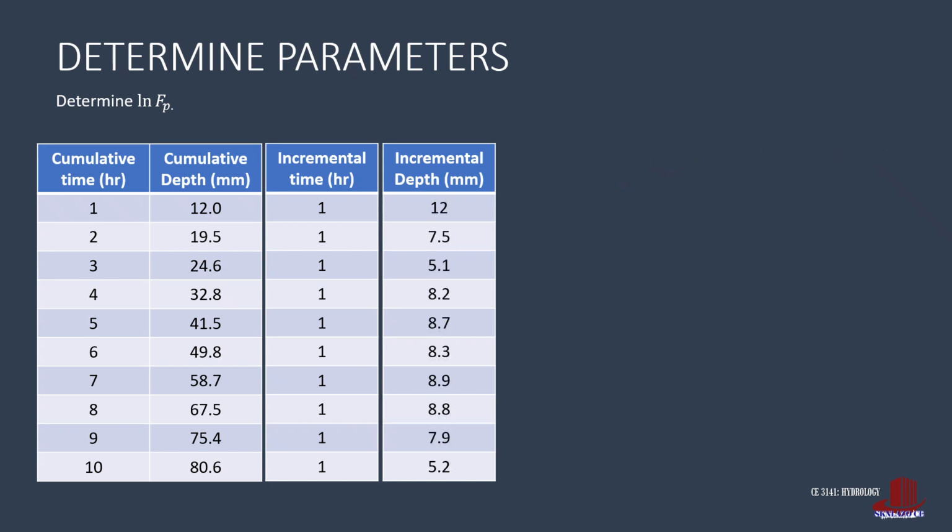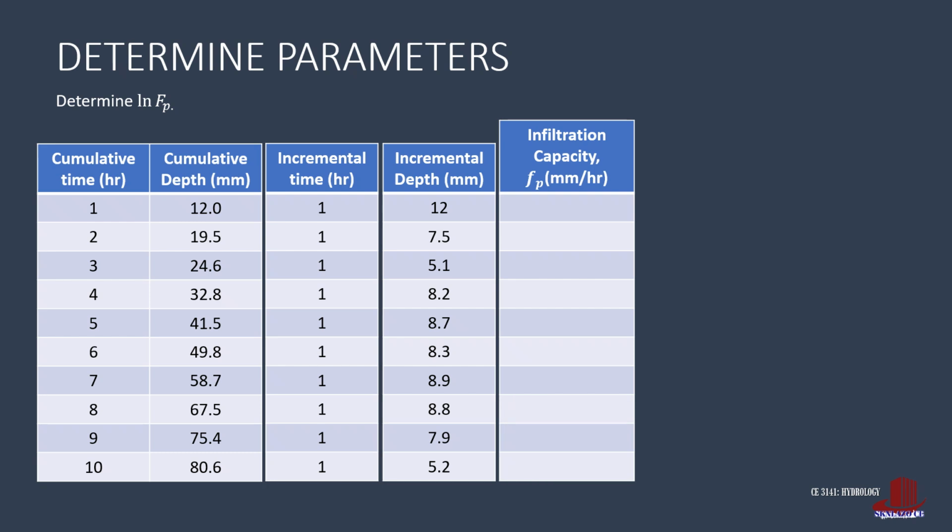Having completed both incremental depth and time, we can then compute for the infiltration capacity f sub p by taking the ratio of the two quantities. That starts with 12 upon 1 as 12. Then 7.5 divided by 1 is 7.5. Next is 5.1 divided by 1 as 5.1. 8.2 over 1 as 8.2. 8.7 upon 1 as 8.7. Then 8.3 divided by 1 as 8.3.